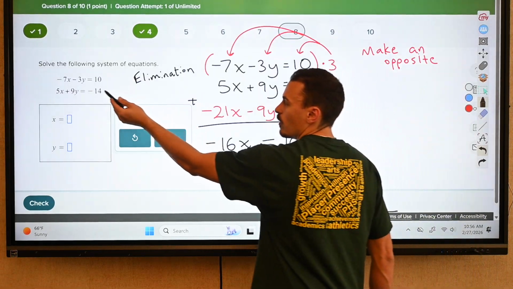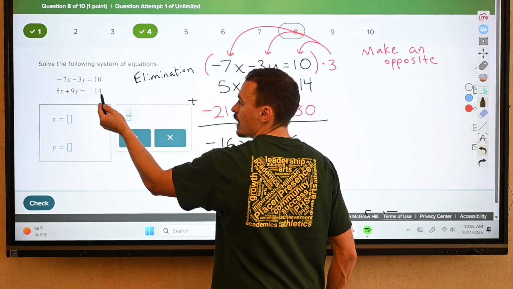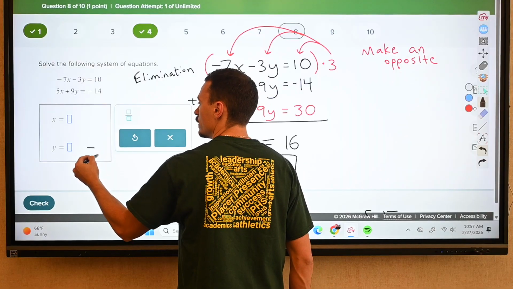If x is negative 1, you do negative 5, add 5 on both sides, negative 9. Y is also negative 1.